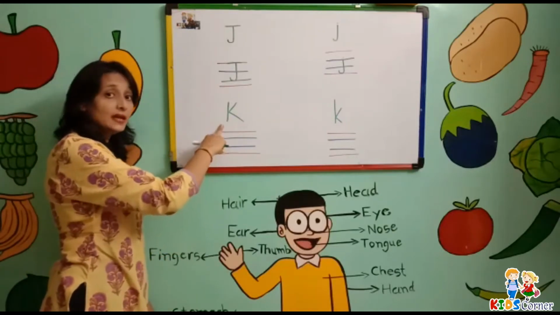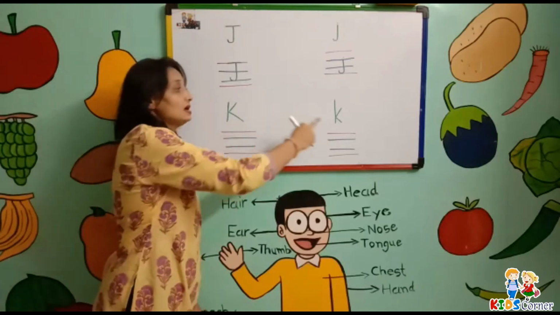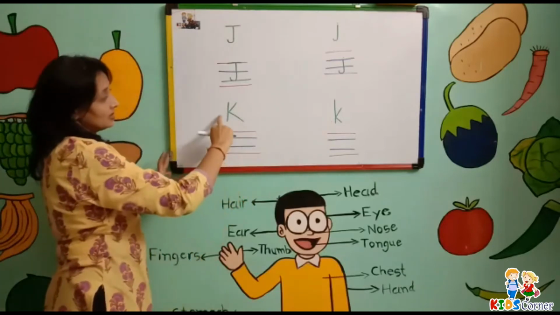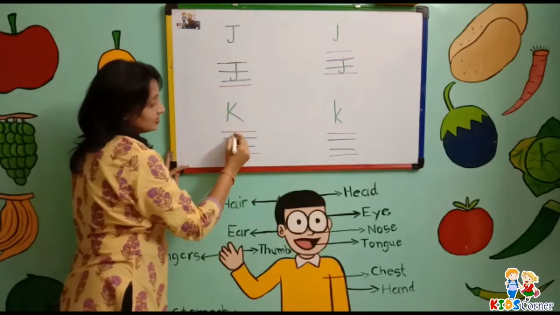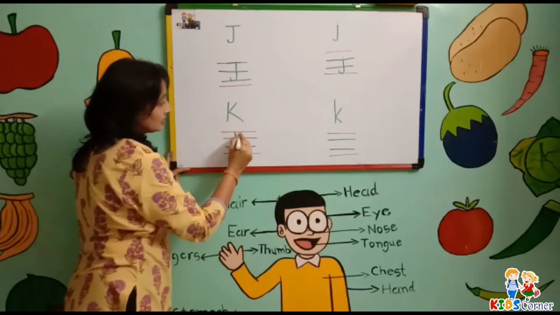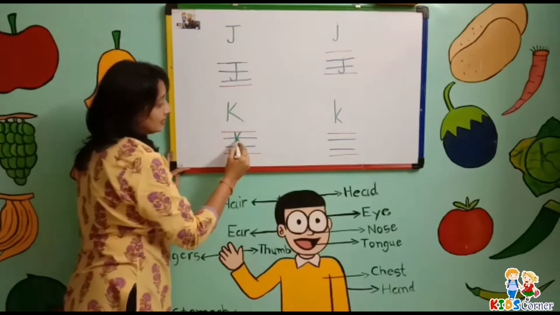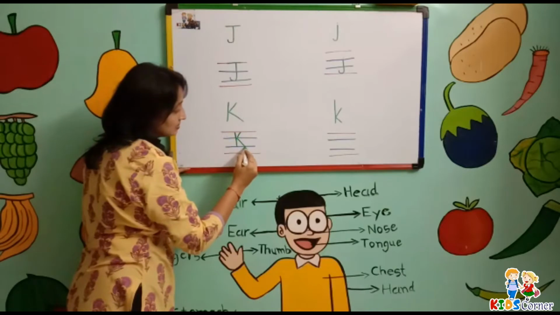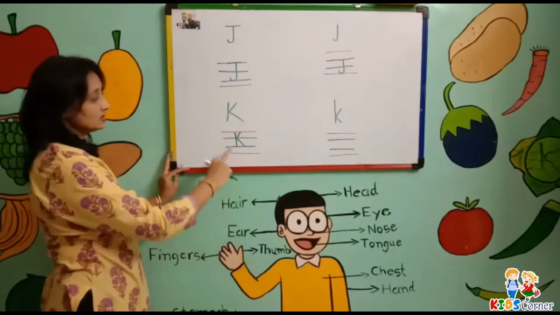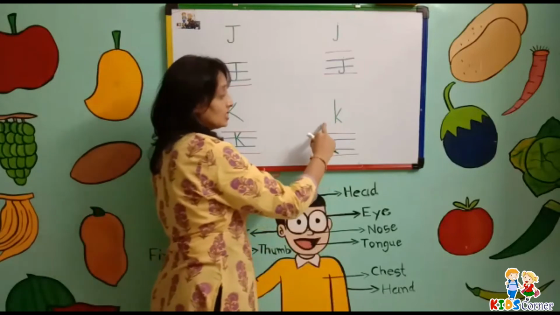Okay. And this is the next letter which is K. This is capital K and this is small k. Capital K will start from the red line to the blue line. We will make a standing line, a small slanting line from the red line to the blue line, and again a small slanting line till the blue line. This is capital K. And this is small k.